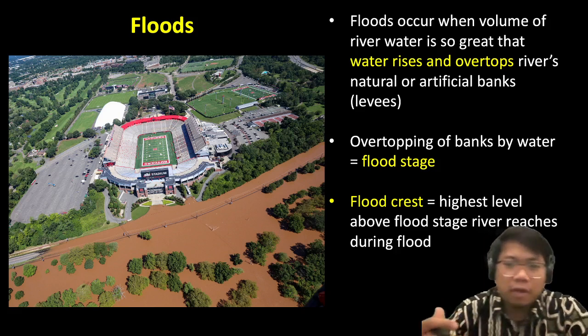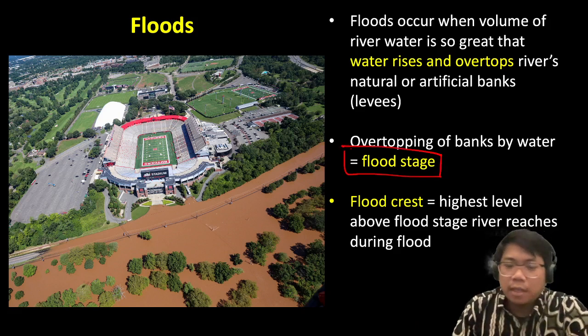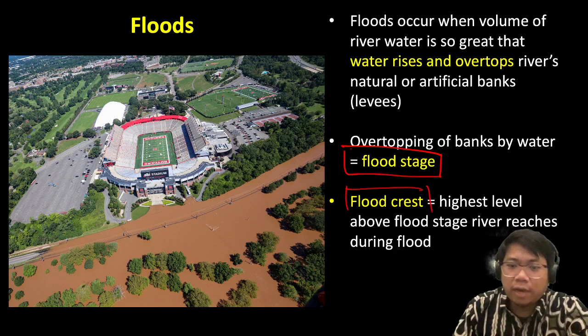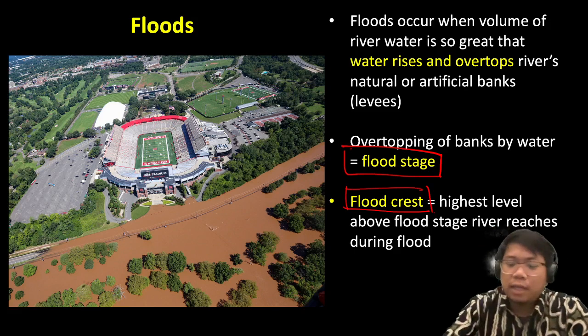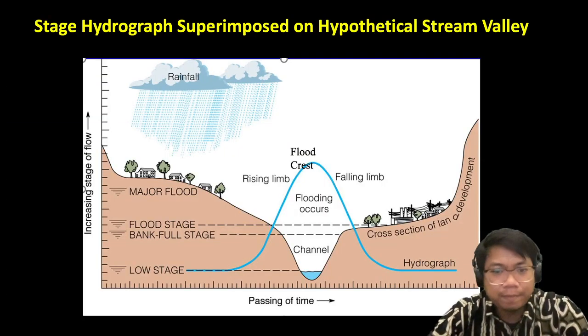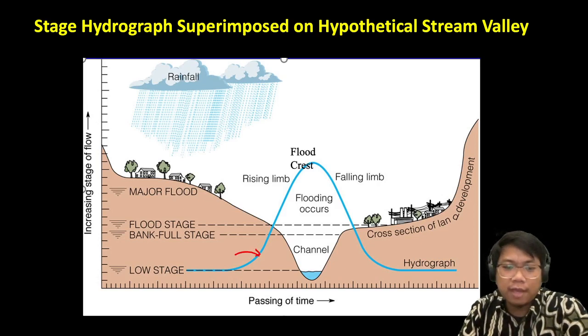Overtopping of the banks by water is what we call the flood stage. There is also another term called flood crest. Flood crest represents the highest level above flood stage that the river reaches during a flood. For example, this is an illustration of what we call a hydrograph superimposed on a hypothetical stream valley. The hydrograph is represented by the blue line that you see here. Usually we start from the left, and this is the normal level of the water in the river.